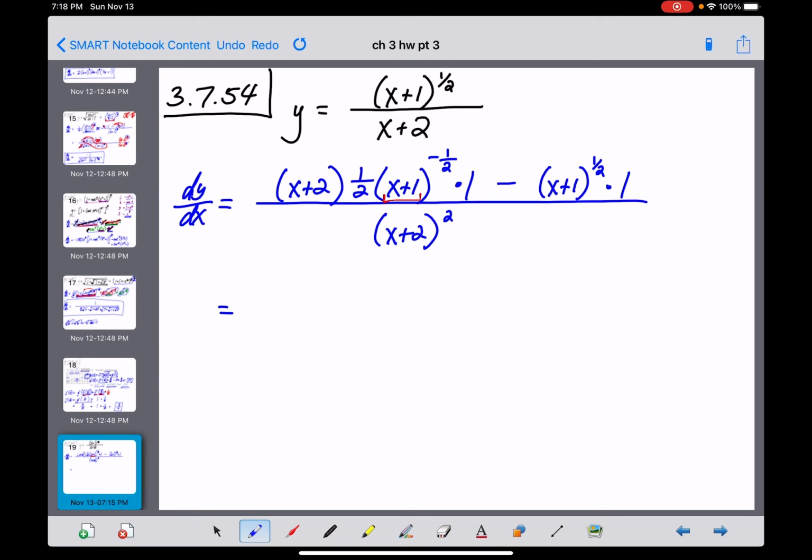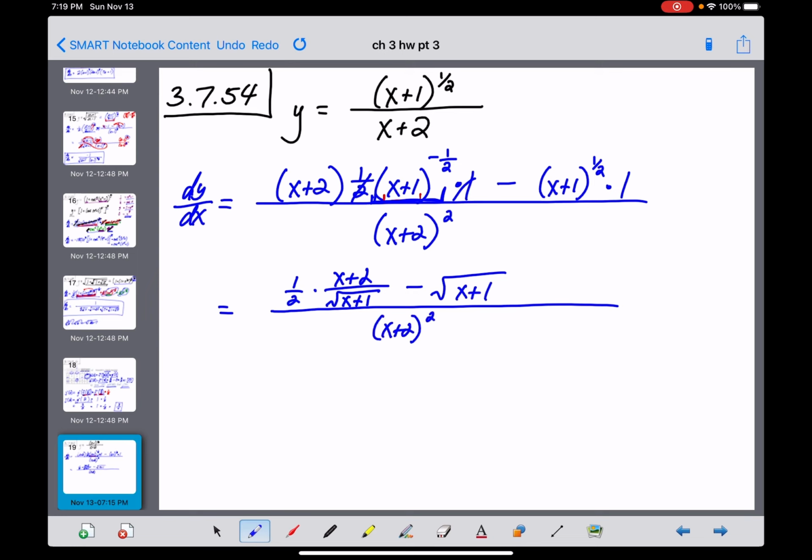And I see a couple things that could be interesting here. Let's take a look. Up in the numerator, the 1/2 and the 1 is just going to give us a 1/2 here. We've got the x plus 2, and then this is interesting now. That is a square root of x plus 1 that would be on the bottom. So maybe something like a complex fraction of 1/2 times x plus 2 over the square root now of the x plus 1. That's a little ugly. And then minus a square root of x plus 1 here all over x plus 2 quantity squared. So that's where I would probably sit with things right now.